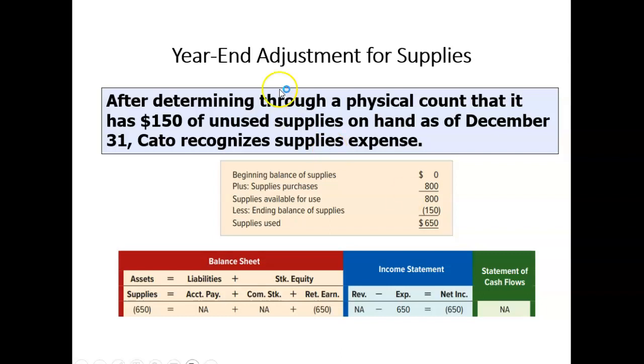Now, initial supplies are shown as an asset. However, once supplies have been used, that cost now becomes an expense. All right. So your supplies account would decrease by $650. Your expenses are going to increase by $650. So on the income statement, yes, there is an expense for $650, showing a net loss because cash was not involved in this transaction. It does not impact your statement of cash flows.